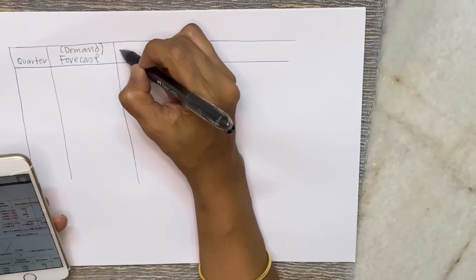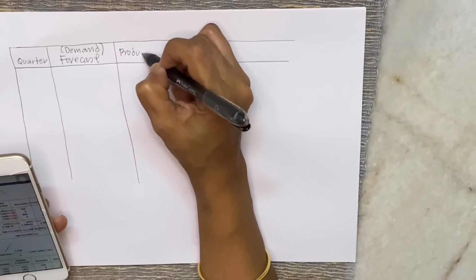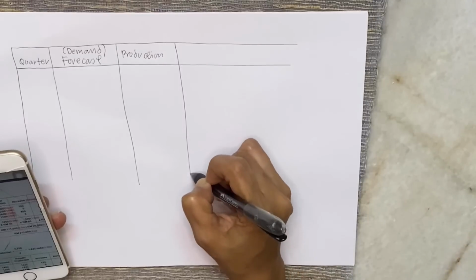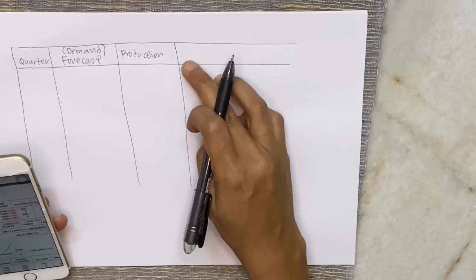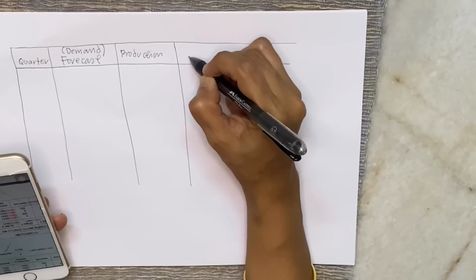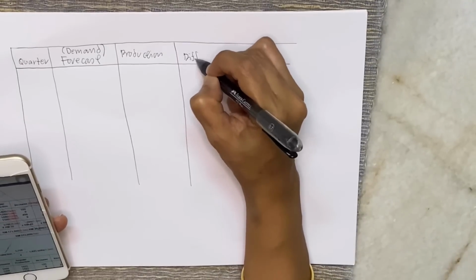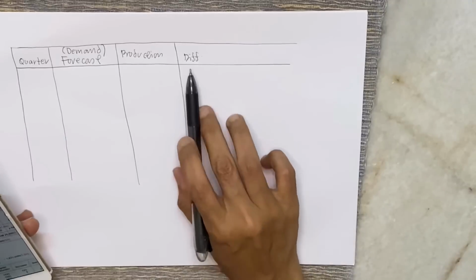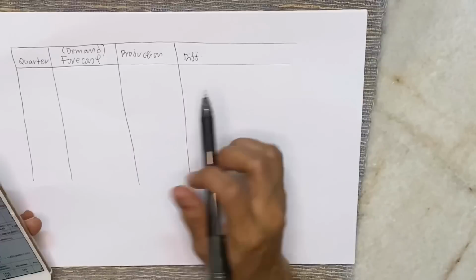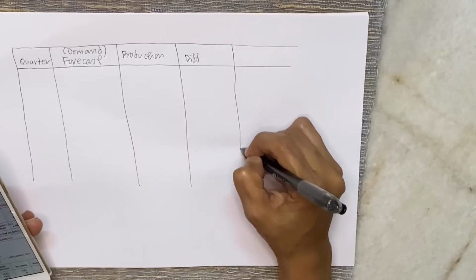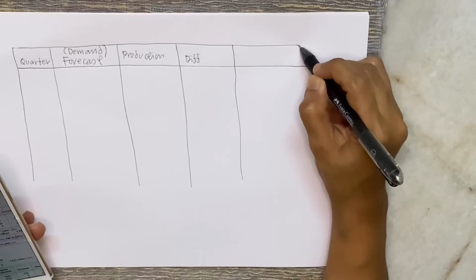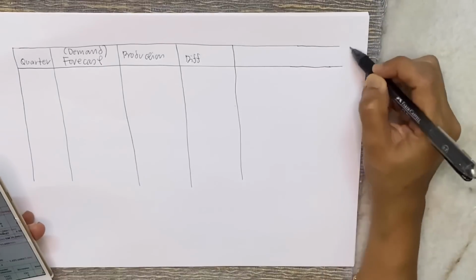And the second one is production. This is the amount that we are going to produce. And this is the difference. The difference between the forecast or the demand and the production. We put it here. And another column is the option that is given.